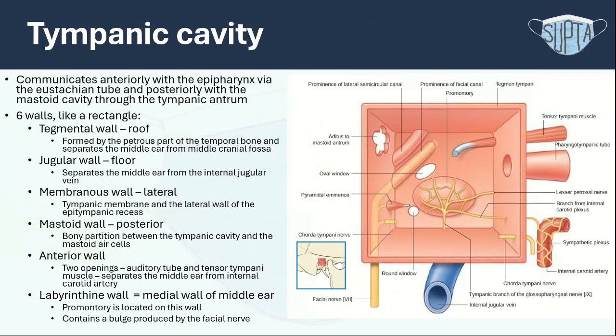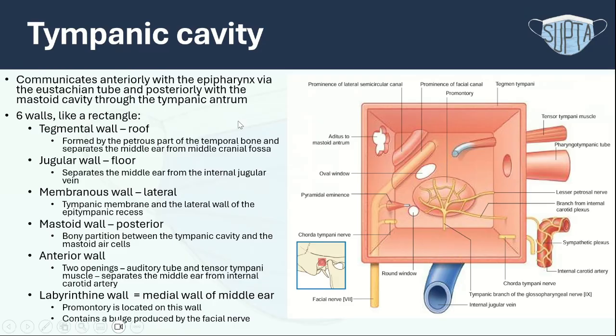Talking a bit more about the tympanic cavity, it tends to be quite a rectangular sort of space, as you can see here. It communicates anteriorly with the nasopharynx via the eustachian tube, and posteriorly with the mastoid cavity via the tympanic antrum. So it has 6 walls. It has a tegmental wall, which is like the roof, and it's formed by petrous parts of the temporal bone. It separates the middle ear from the middle cranial fossa.